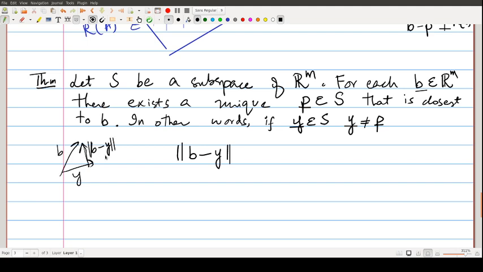And you take the magnitude of this vector, right? This is the distance between these two vectors. The distance of B from y is going to be greater than the distance of B from P. So this is the same thing as saying that P is the closest vector. Any other vector is not the closest vector because it has a greater distance from B than P. So this is just saying P is the closest vector to B, right?